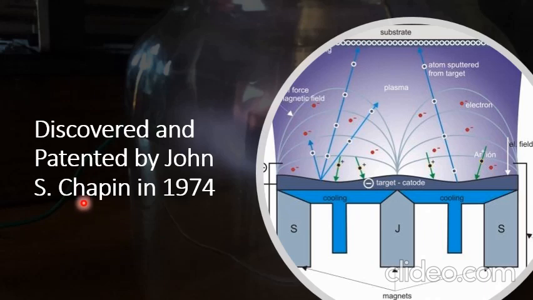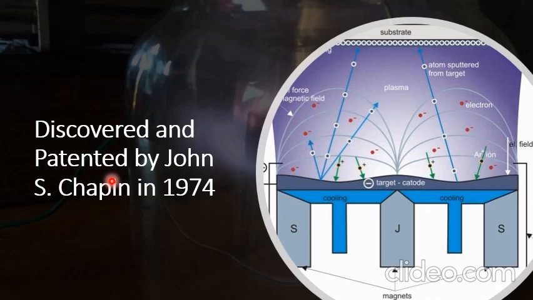Dear student, please note, Chapman was the founder of the planar direct current magnetron sputtering instrument. Apart from the planar magnetron sputtering instrument, there are other types of magnetron sputtering instruments, known as rotatable magnetron sputtering instruments. In the rotatable magnetron sputtering instrument, rotatable magnets are used near the source or target materials.